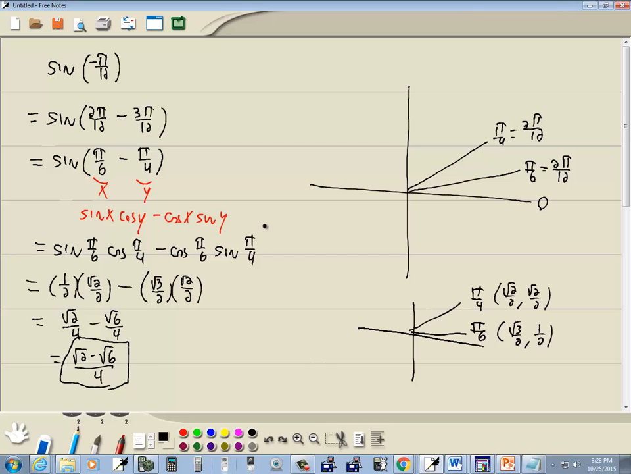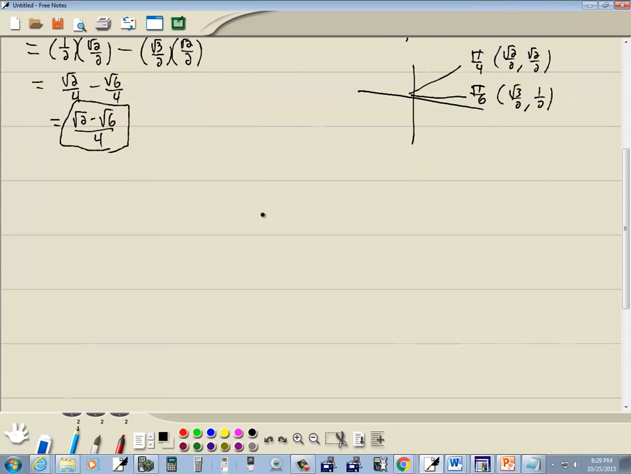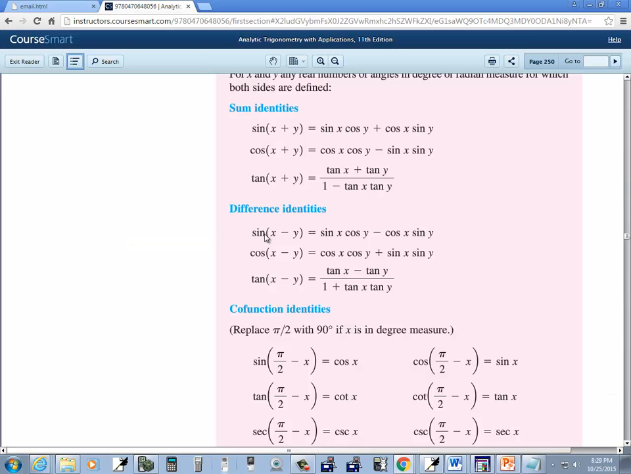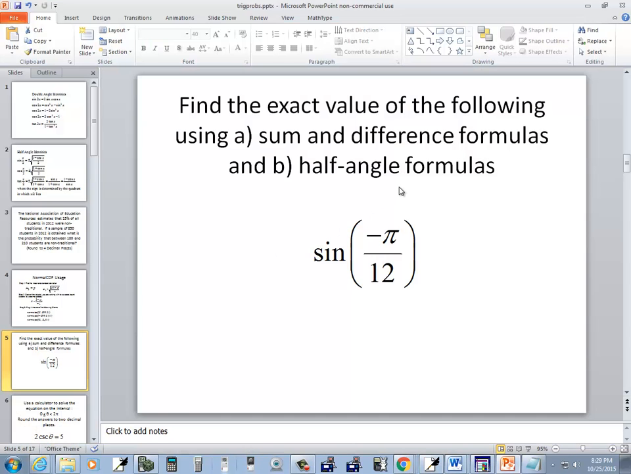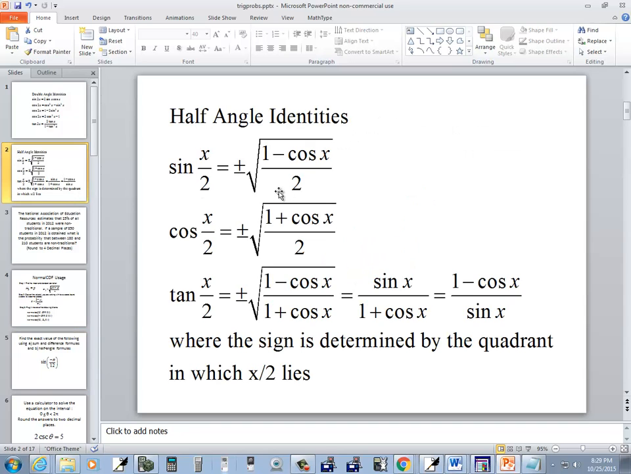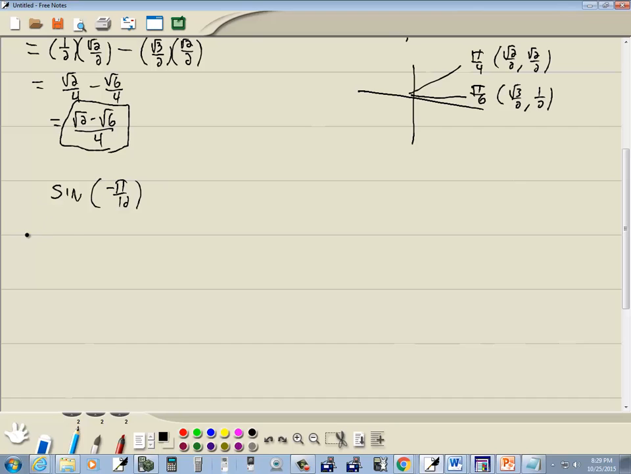Now that's using the difference. Now this is sine, but you should know cosine, you should know tangent. So those are all possibilities for the test. So we got sine of negative pi over 12. And I want to look at the second part, which is the half angle formulas. And I got the half angle formulas written down here. And I'm going to take that negative out in front, because our even and odd identity says you can do that. So I got negative sine of pi over 12.